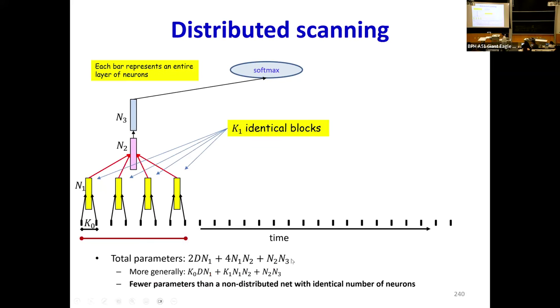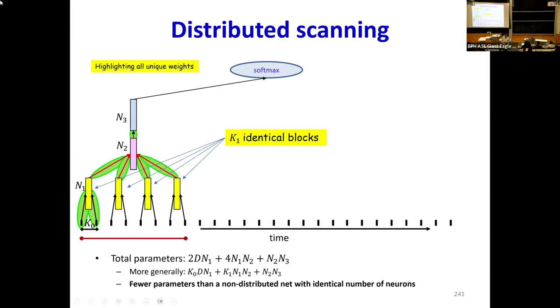But then how many parameters would I need? If I have N1 neurons over here, each of them is looking at a width of 2 of dimension d. So the first layer neurons need 2d N1 parameters, right? Because these four guys are identical. What about the second layer? How many parameters does it need? 4 N1 times N2, right? It's looking at a width of 4. And the third one, of course, just requires N2 times N3. So you can see the number of parameters. Those are all the unique parameters that the model has.